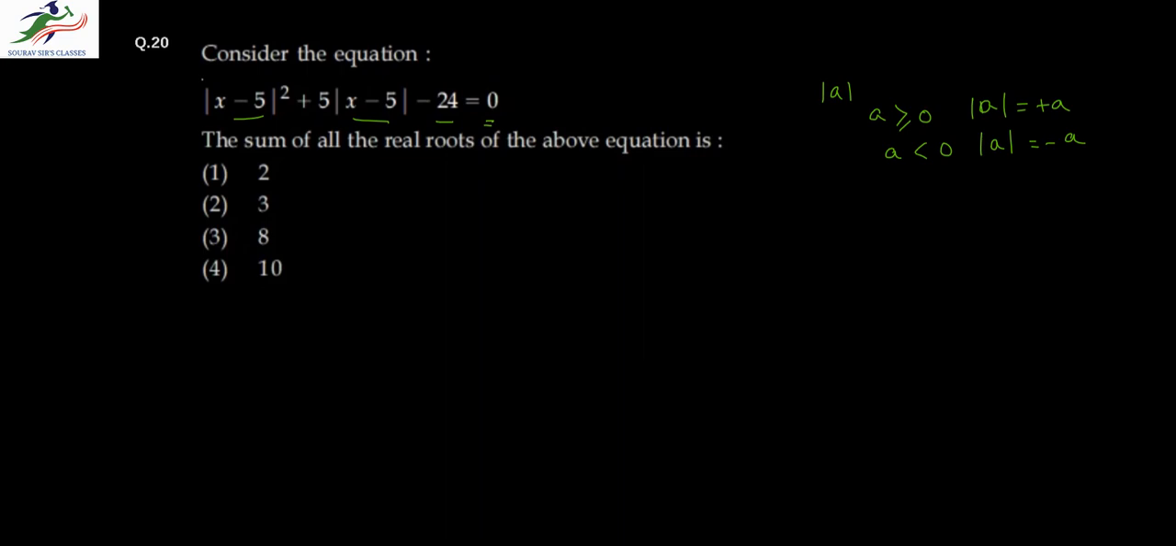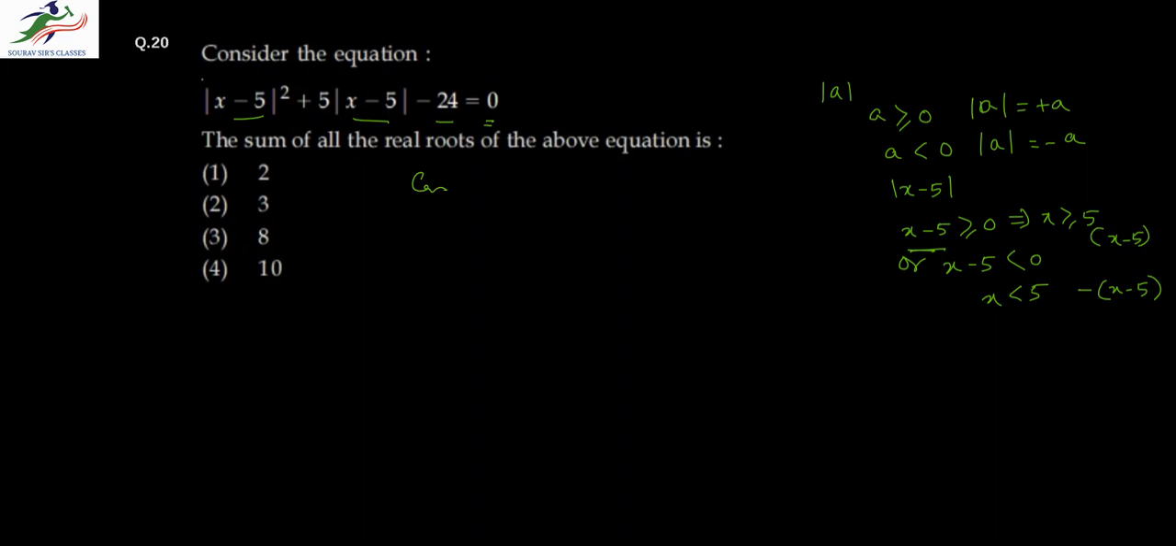So we can see that we are given the modulus of x minus 5. So there are two possibilities. x minus 5 is greater than or equal to 0, which means x is greater than or equal to 5, or x minus 5 is less than 0, which means x is less than 5. And in the first case, modulus of x minus 5 will be x minus 5, and in the second case, the modulus of x minus 5 will be minus of x minus 5. So this is what we will put in the equation. So there are two cases.